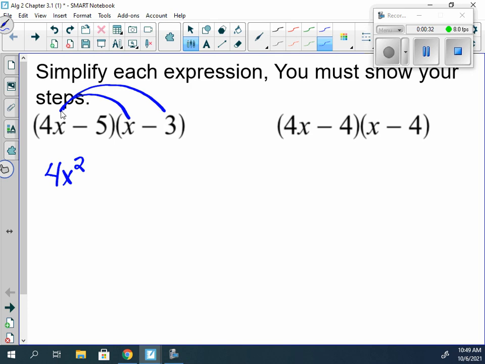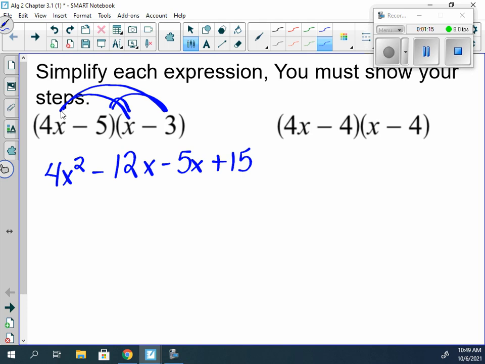And 4x times negative 3 would be negative 12x, because 4 times negative 3 is negative 12, and x times, well, it's just x. We have that there. Then we do what next? Negative 5 times x is negative 5x. And negative 5 times negative 3 would be plus 15, because this is our distributive property.